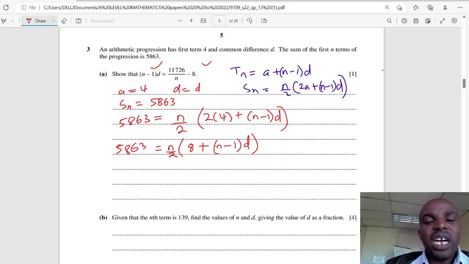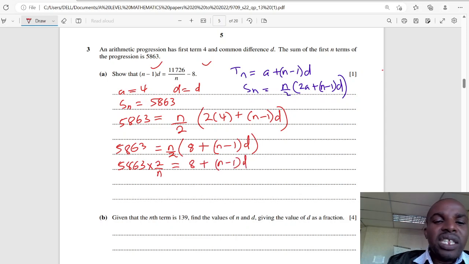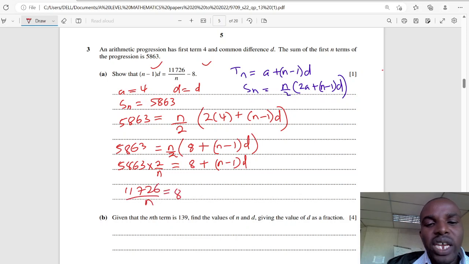So you can remove this n over 2, multiply by 2 and divide by n, right? So it will be 5863 times 2 over n, then it equals 8 plus n minus 1 times d. Then this one, if you simplify, 5863 times 2, then you get 11726 over n, then it equals 8 plus n minus 1 times d.